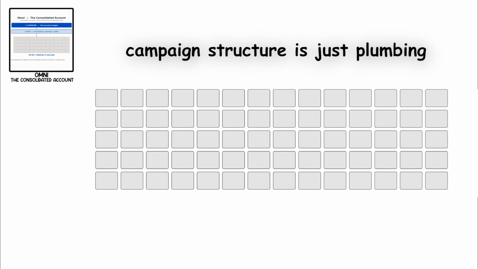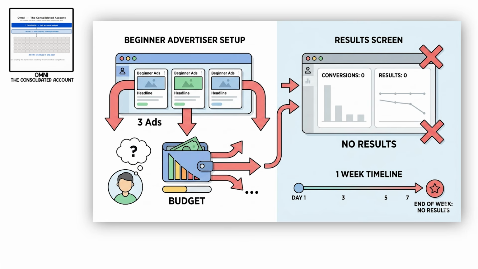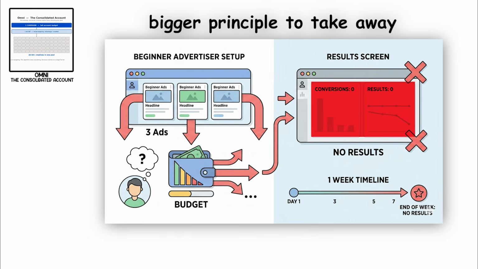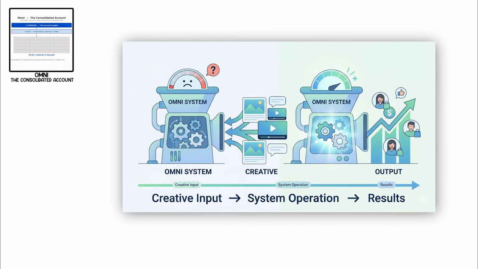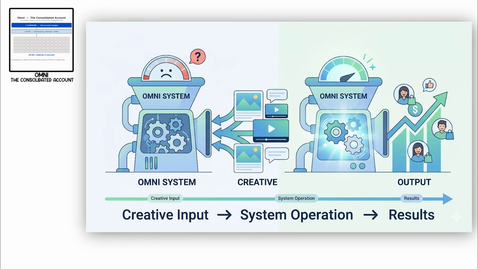And here's the catch. This only works once you have proven creative volume and clean signal data. If you copy this structure as a beginner with 3 ads and no track record, you'll burn through your budget in a week with nothing to show for it. The bigger principle to take away is this: don't pick a structure because it's trending. Pick the structure that solves the actual constraint in your account. If you can't produce enough creative to feed Omni, you have no business running Omni. The structure follows the operation, not the other way around.